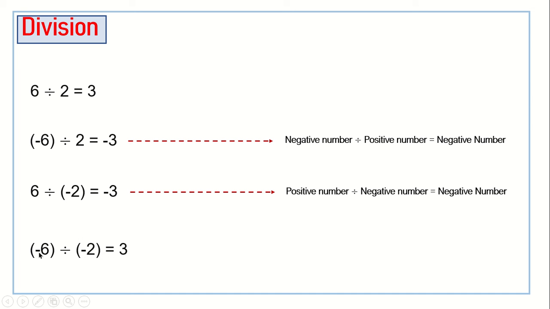Finally, you see that negative 6 divided by negative 2 equals 3. It implies that negative number divided by negative number, we get a positive number. I believe that now you can divide integers.